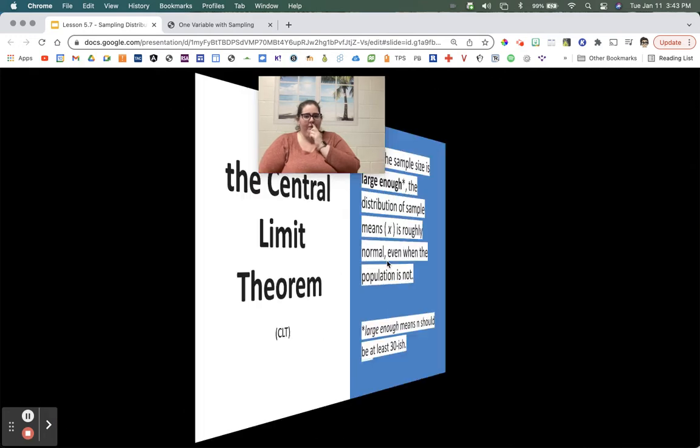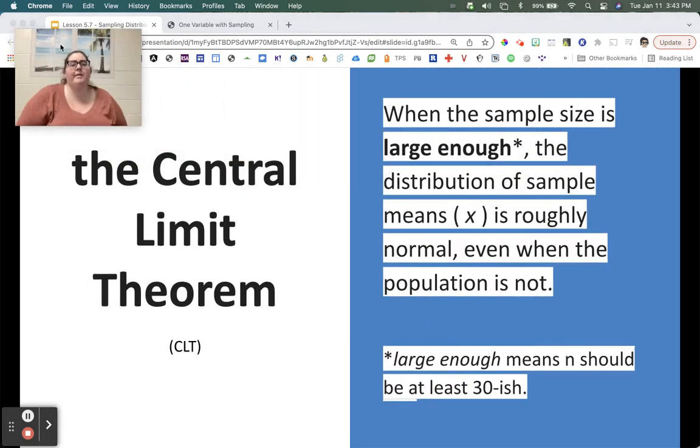So here's what I want you to take from that, some rules we have. This is called the central limit theorem. The central limit theorem tells us what happens to the center, the spread, and the shape of sampling distributions for means. It says that when the sample size is large enough, the distribution of sample means, that sampling distribution, is roughly normal even if the population was not. Large enough sample size is typically around 30-ish. A lot of times 25 to 30 is a big enough sample size. It really depends on what the original population shape was, but give or take 30.